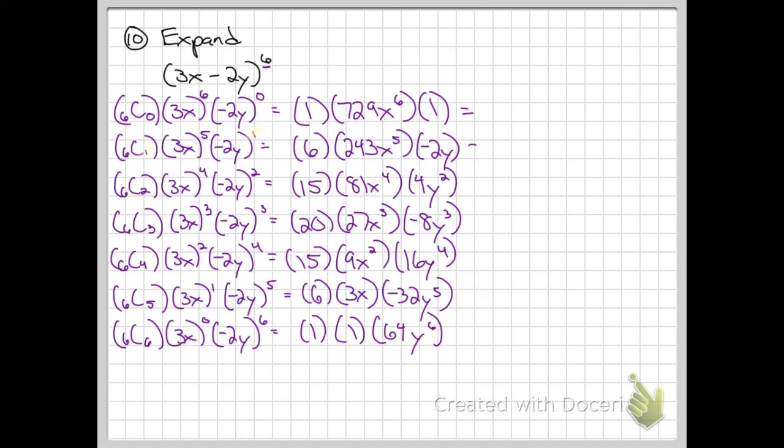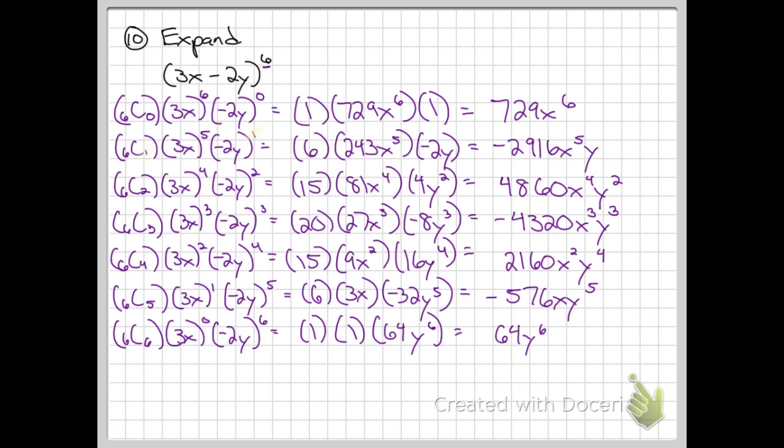Okay, multiply these all together. Remember, you are not adding or subtracting yet. Every line is multiplication. So this is going to say 729x to the 6th, but I need a calculator for the rest. Finish these calculations. Pause your video, finish each row, see what you get. Okay, check yours with mine.